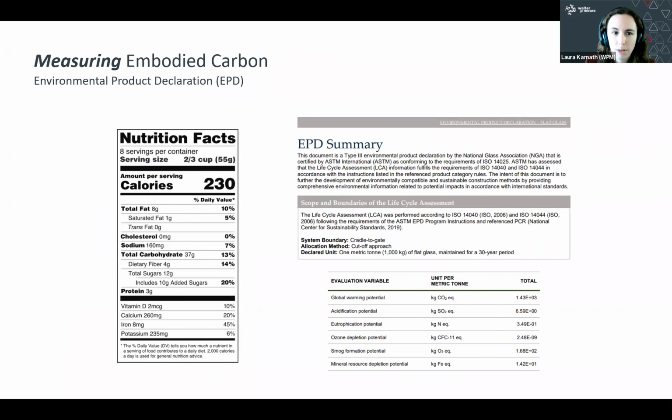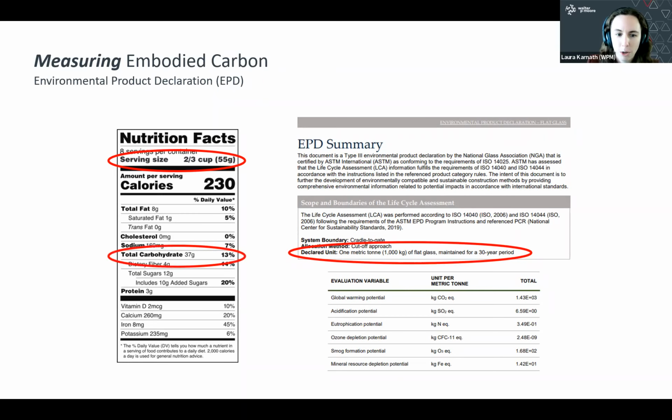So to dig more into EPDs, we can say, going back to the food analogy, that an EPD is kind of like a nutrition label for a building product. On a nutrition label, you have a serving size. In an EPD, you have a declared unit. So in this case, my EPD declared unit is 1 metric ton of glass. On a nutrition label, you have the quantities of certain nutrients in the food. And in an EPD, you have quantified different environmental impacts.